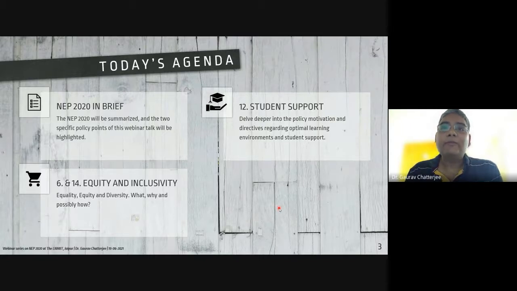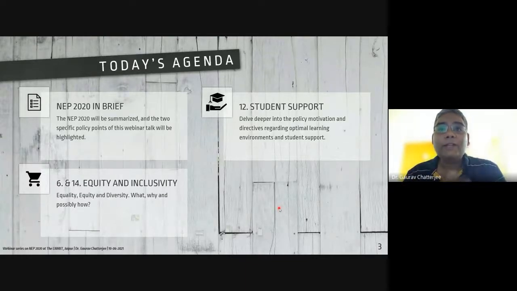Honestly speaking, when this topic was allotted to me and when I looked at equity, immediately my brain went towards mutual funds. There's an equity there, and I started thinking, okay, maybe the policy document is talking about how we can create a fund and the economics part of it. But boy, was I wrong when I started reading the policy document.